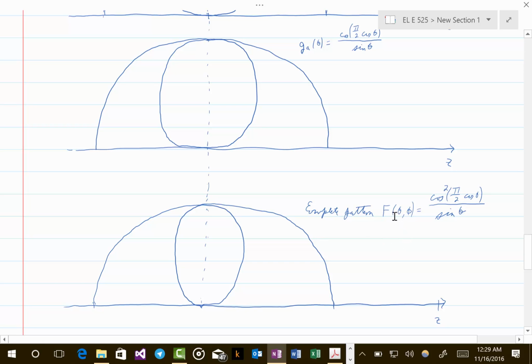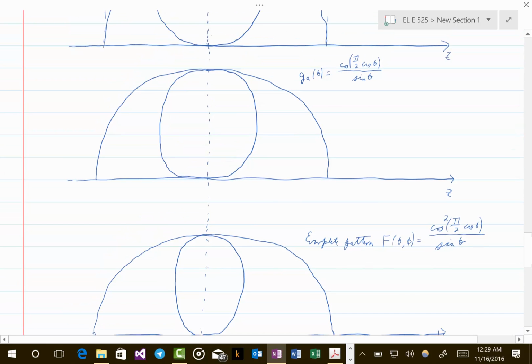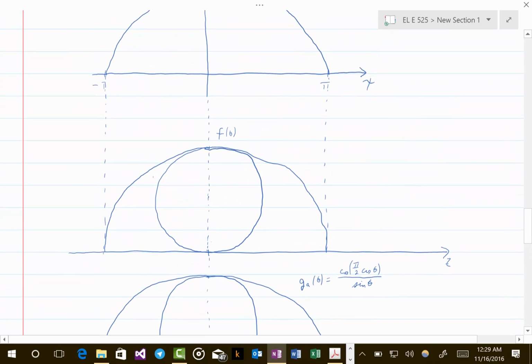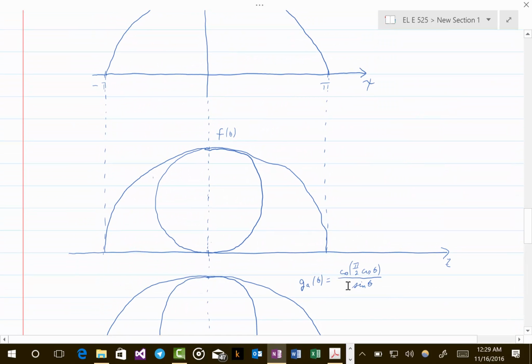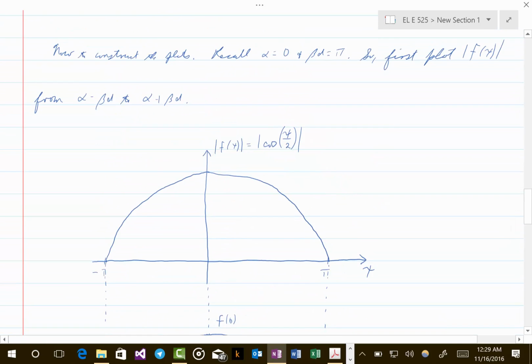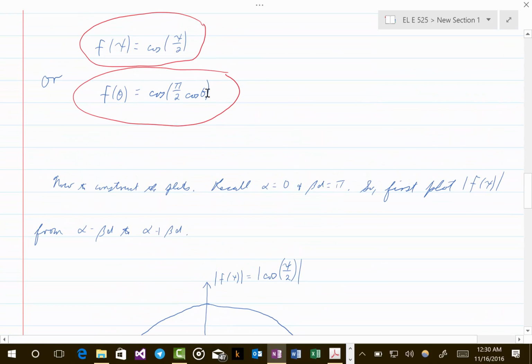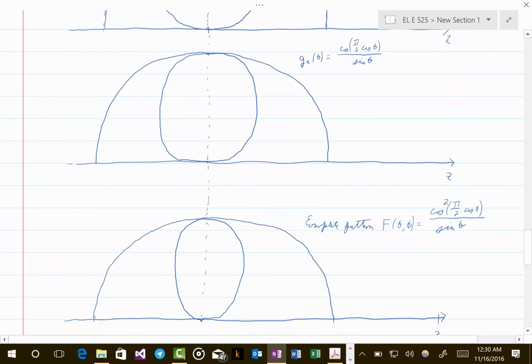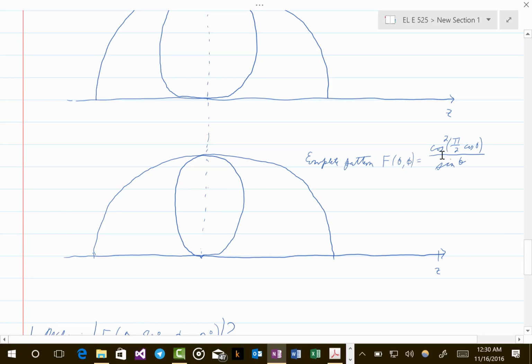And the expression for the complete pattern is obtained by simply multiplying the expression G_A of theta here by the expression f of theta right here. So we end up getting f of theta, phi equals cosine squared of pi over 2 cosine theta divided by sine theta.